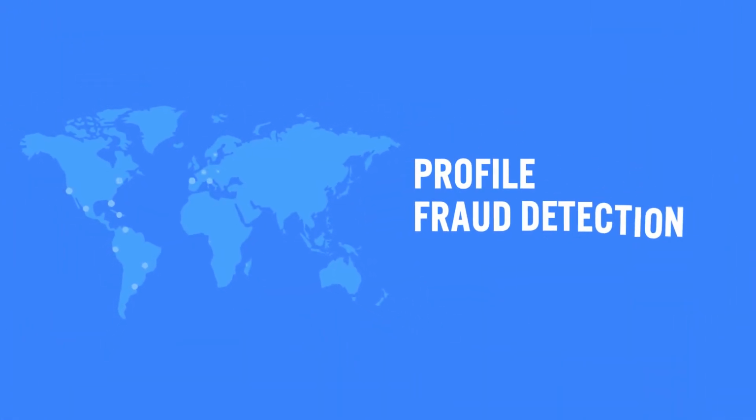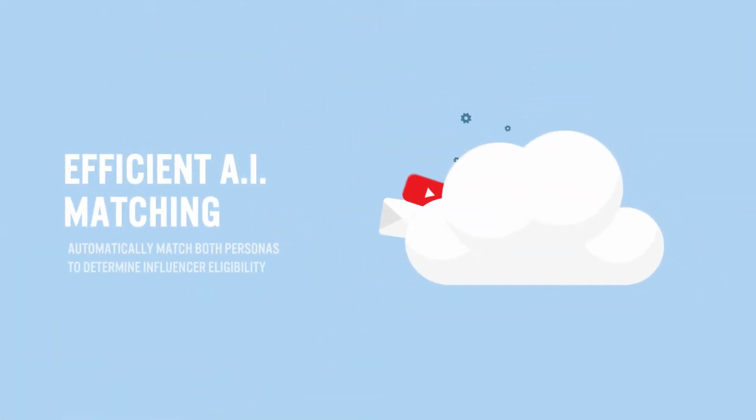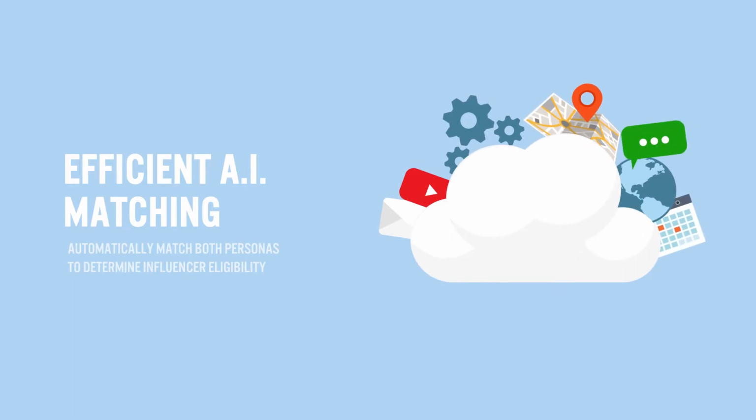Profile fraud detection, where our system executes artificial intelligence analysis on every submitted profile to determine if the profile represents a real person. And AI matching between profile and brand to auto-match both personas to determine if the influencer in question is eligible to participate in a particular campaign.